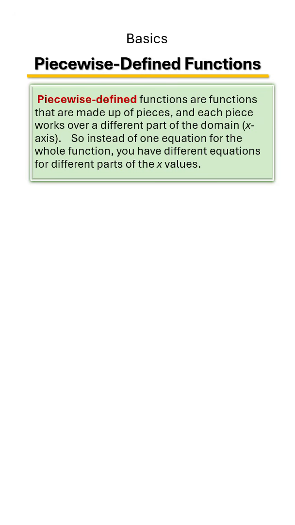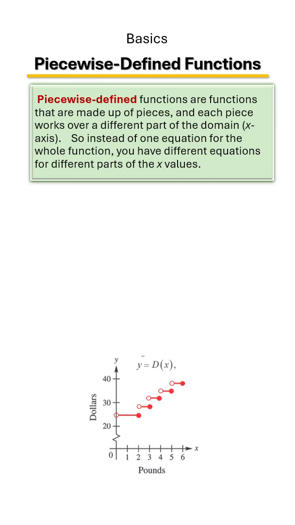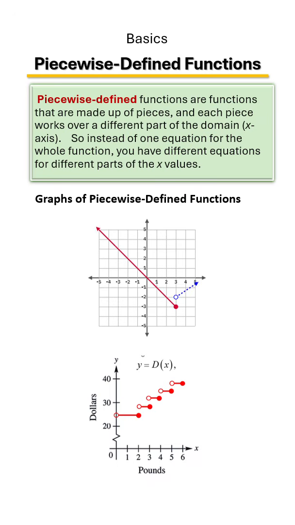A piecewise defined function is a function that is made up of pieces, and each piece works over a different part of the domain, the x-axis. Here's an example of a piecewise defined function. So instead of having one equation for the whole function, you have different equations for different parts of the x-axis. Here's another example of a piecewise defined function.